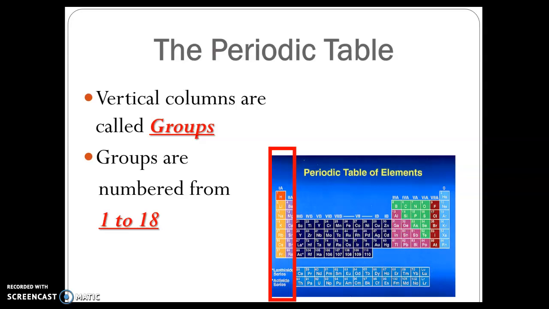For the purpose of this class, sometimes we skip over the ones in the middle and we just say 1 to 8. So if you hear me say group 8, I'm talking about those in group 18. Same thing with 7 and 17, 6 and 16. So don't be confused by that terminology.